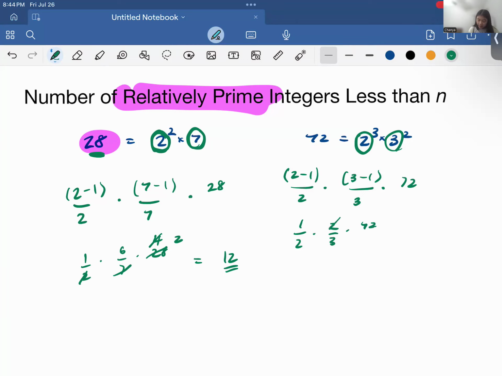Of course, there's going to be a lot of canceling here. So that's going to be 72 over 3, which is going to be 24. So there are 24 relatively prime integers less than 72. And that is our process.